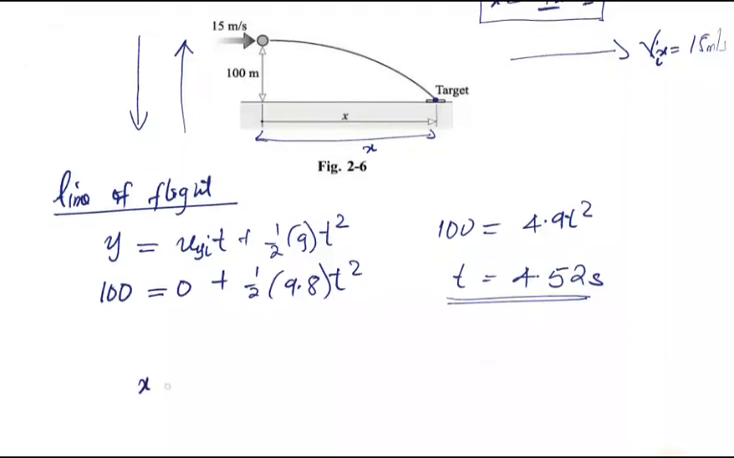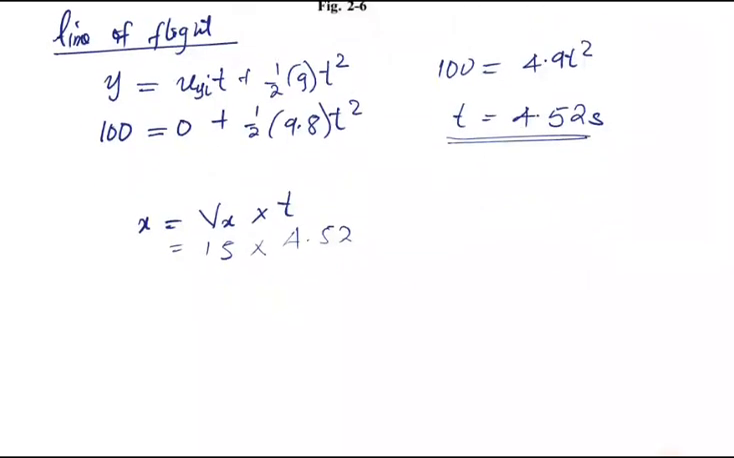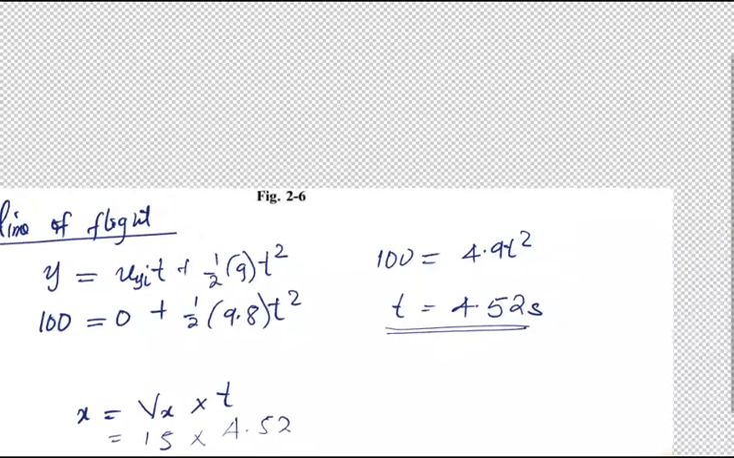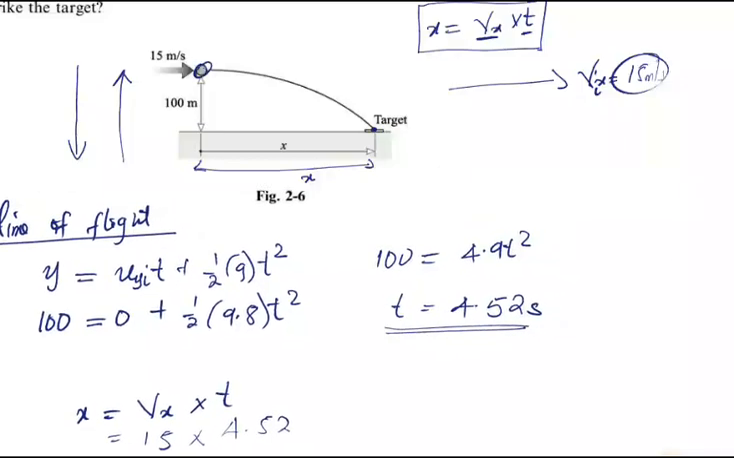So distance x is therefore velocity in the x multiplied by time. Velocity in the x has been given already, which is 15 meters per second, multiplied by the time taken, which is actually 4.52. And of course, just multiply by 15. So 4.52 multiplied by 15. Alright, so I'm getting the distance x to be 67.8 meters. So this is how large it should be in order for the flyer, when it drops a sack, to hit that target.